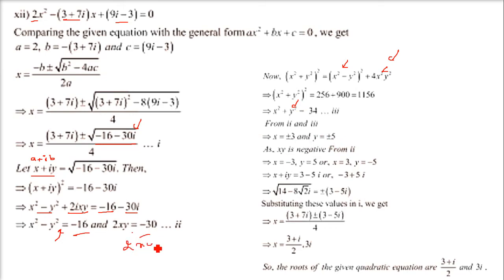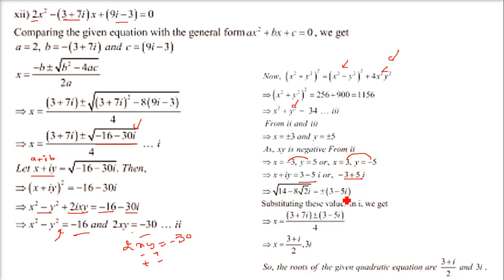Now if you see here, 2xy is equal to minus 30. Since this is minus, when x is negative, y will be positive, and when x is positive, y will be negative. So you can only take the combinations: x is minus 3 then y is 5, and x is 3 then y is minus 5. So x plus iy in this case becomes 3 minus 5i. In this case, x plus iy becomes minus 3 plus 5i.